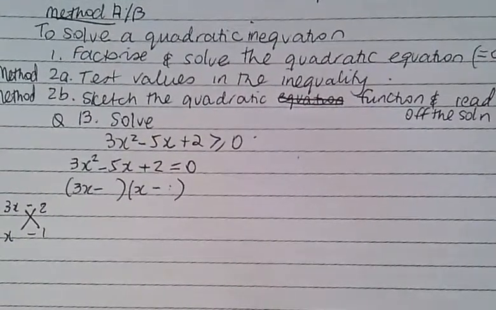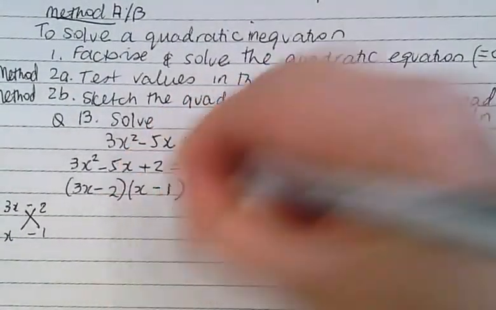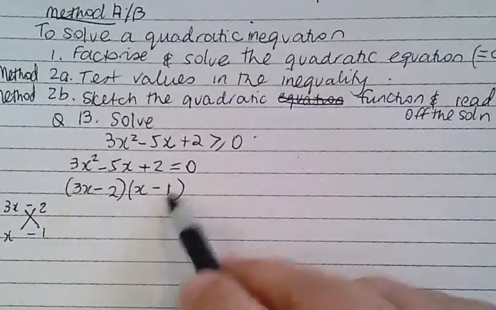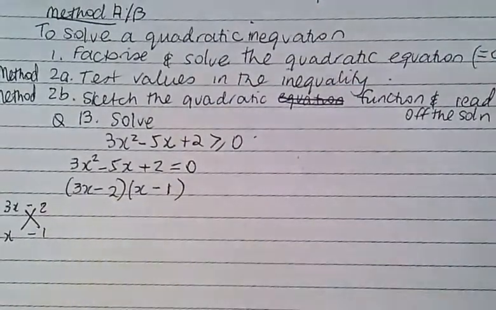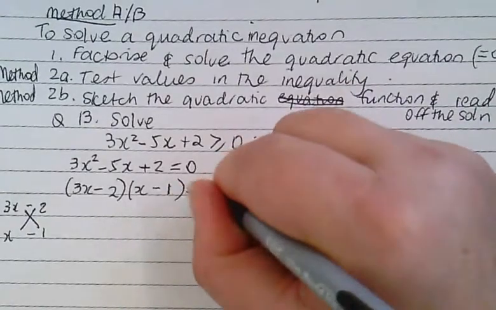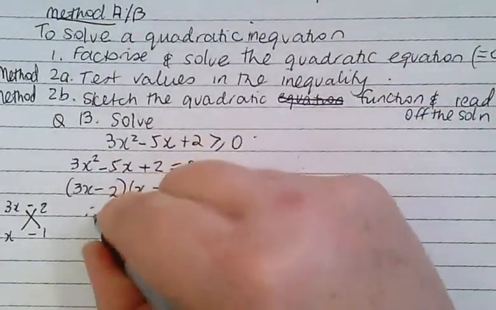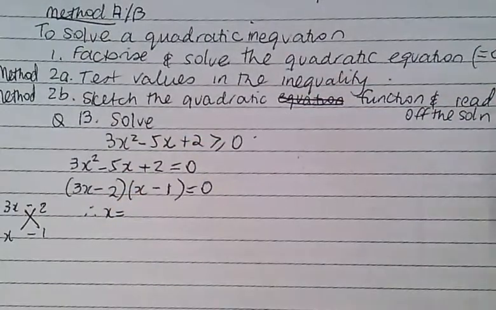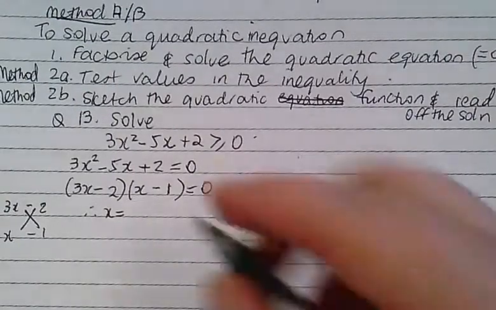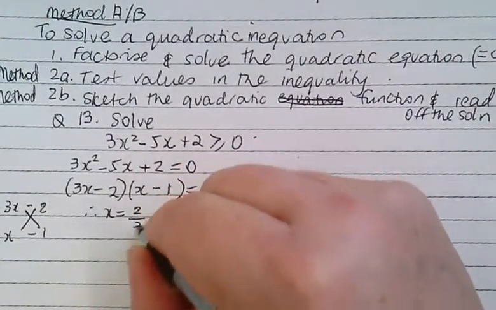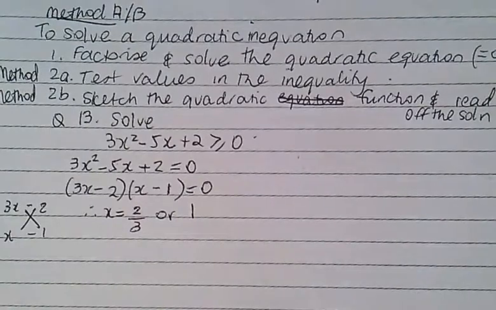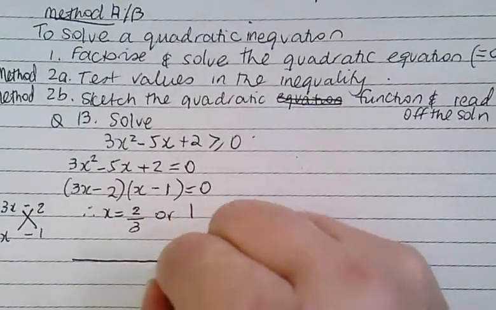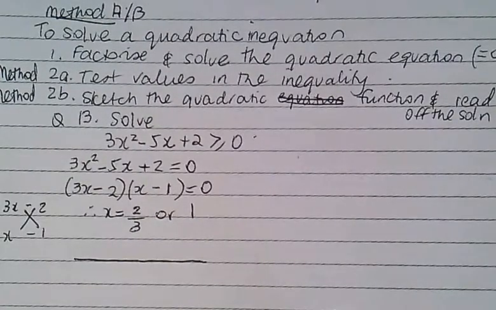3x minus 2, x minus 1. And of course, you check it. So it's 3x squared minus 3x minus 2x plus 2. Great. So therefore, if you solve this, x equals what? So solving this, what do we get? x is 2/3 or 1. Now, method 2A is to do the following. This is the method in the textbook.